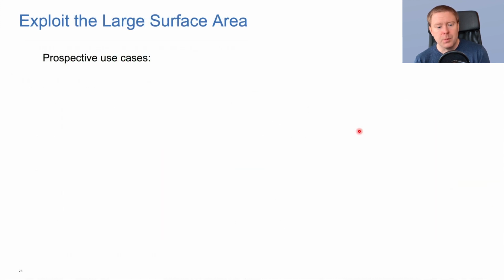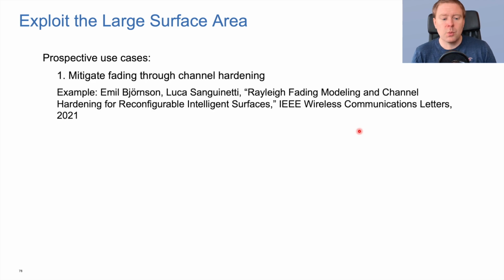Okay, when it comes then to deploying the surfaces in cases where we have line of sight to and from, what can we exploit the large surface area to do something beyond what conventional technology can do? Well, one thing is to mitigate fading through the utilization of channel hardening.